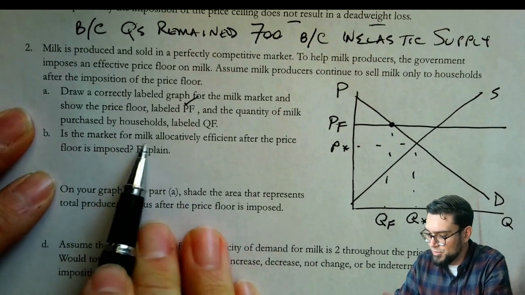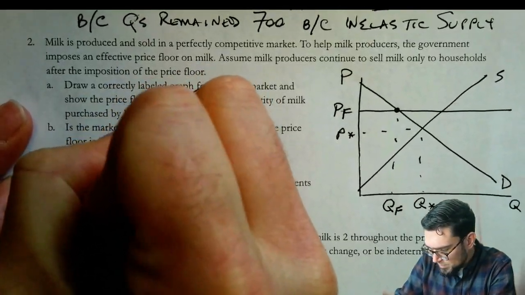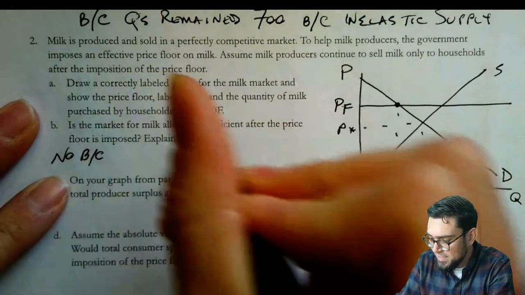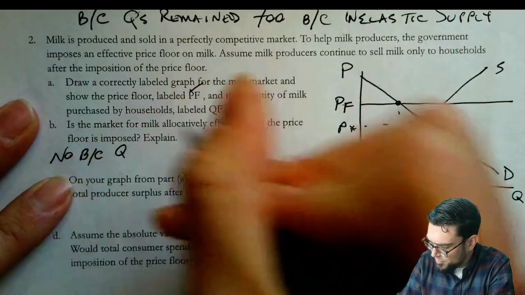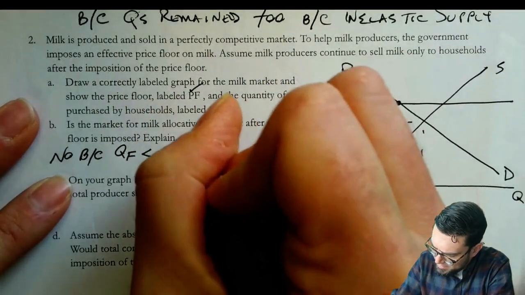Is the market for milk allocatively efficient at the price floor imposed? Explain. No, because, and here's what we can say, we can say the QF is less than Q star.